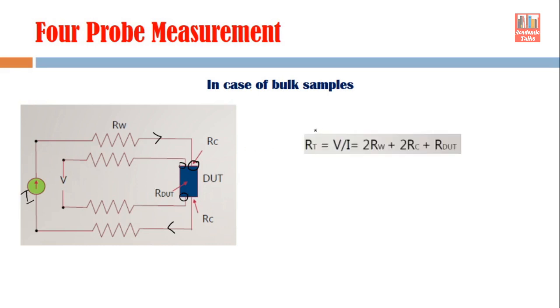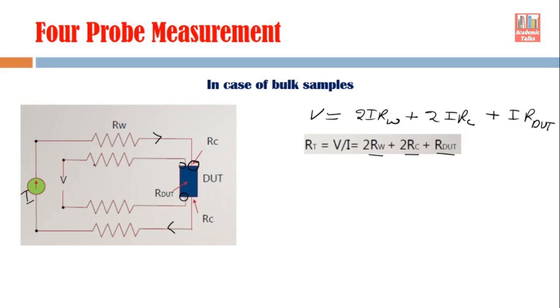So you have seen in the earlier slide that if we use a 2 probe setup, the total resistance measured by the voltmeter includes wire resistance, contact resistance, and of course the resistance of the device under test. And the equation of voltage was like this: 2 into I R W plus 2 into I into RC plus I into R DUT.